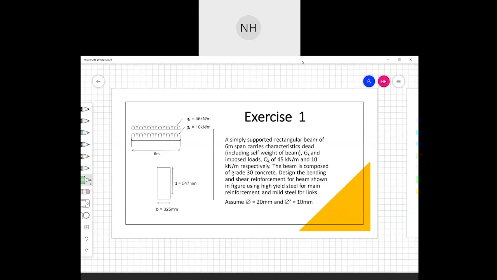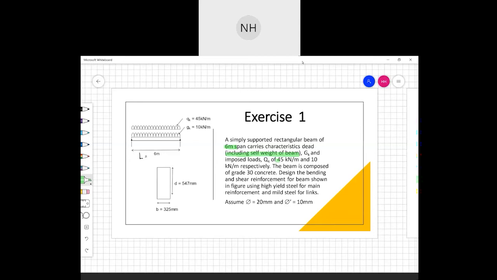Exercise number 1. A simply supported rectangular beam of 6 meter span. So 6 meter span means the length is 6 meter. And then it carries a characteristic load, in here also including self weight of beam. It means that termasuk dengan self weight beam tu sendiri dah dikira dalam dead load. So maksudnya you tak perlu lagi kira dead load. Dead load dah bagi which is 40.